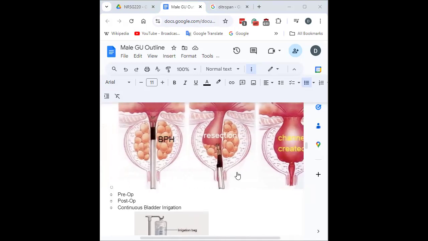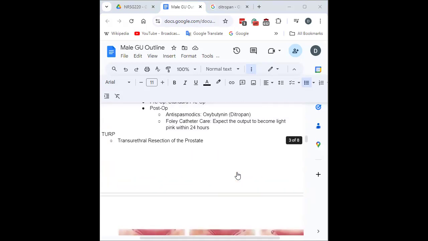This is done when medication and lifestyle changes fail. This is your gold standard treatment for BPH that is not responding well to medications and lifestyle change.